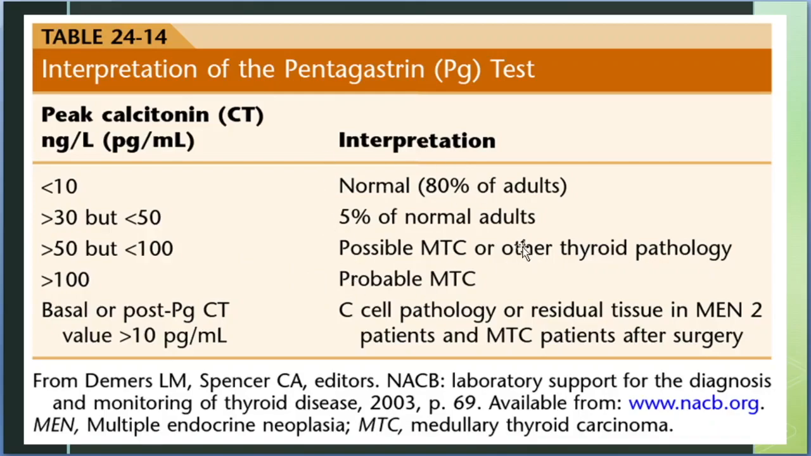So this is now the interpretation of your pentagastrin test. Pag less than 10, normal, or 80% of the adults. If around 30 to less than 50, still around 5% of the normal adults could still be normal. But if it's greater than 50 to less than 100, or if it's greater than 100, there is already a possibility of your medullary thyroid carcinoma or other thyroid pathology. So in short, your pentagastrin has greater sensitivity in your medullary thyroid carcinoma. This is a form of thyroid carcinoma that is very aggressive.